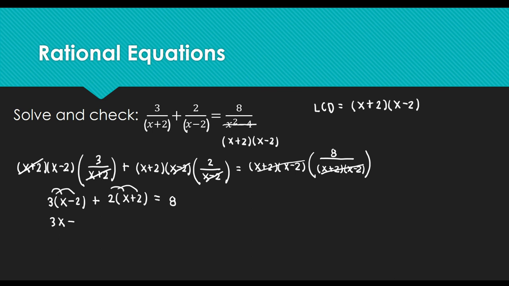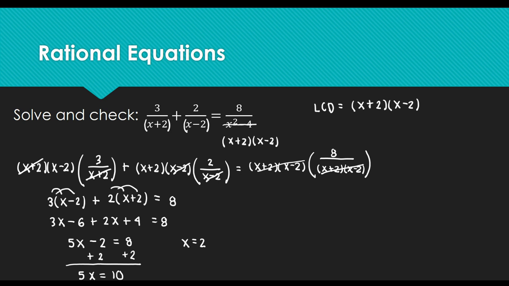Once I do that, now I can start distributing, so I can start solving for x. We'll have 3x minus 6 plus 2x plus 4 equaling 8. Well, 3x and 2x is going to turn into 5x. Negative 6 and 4 is going to turn into negative 2. I'll add the 2. That turns into 5x, then equaling 10. Divide by 5. And so we get a value of x equaling 2. But remember, I got to check my solution.